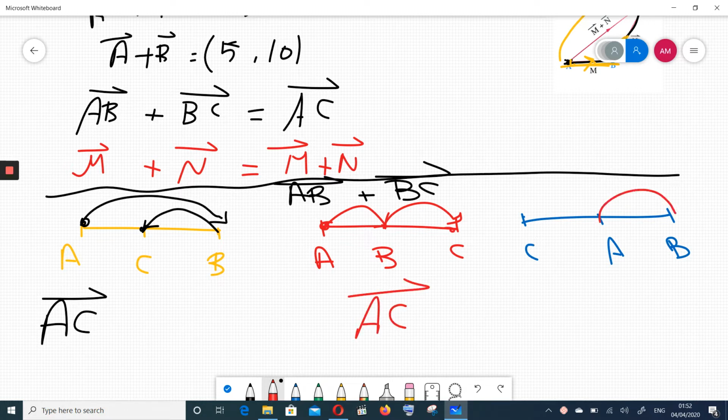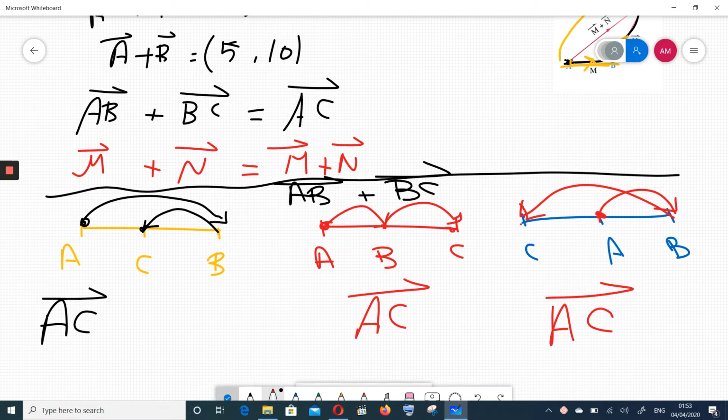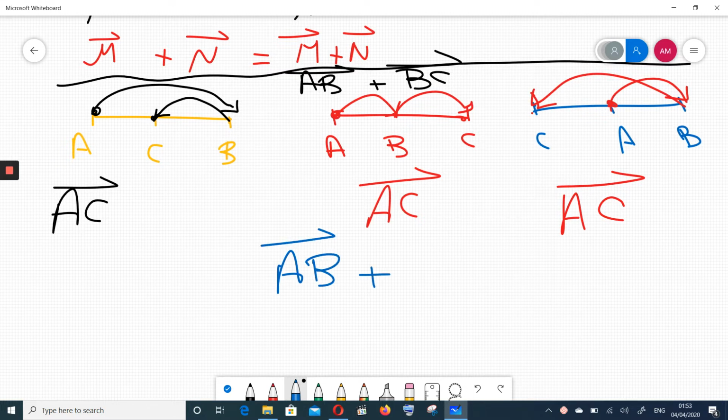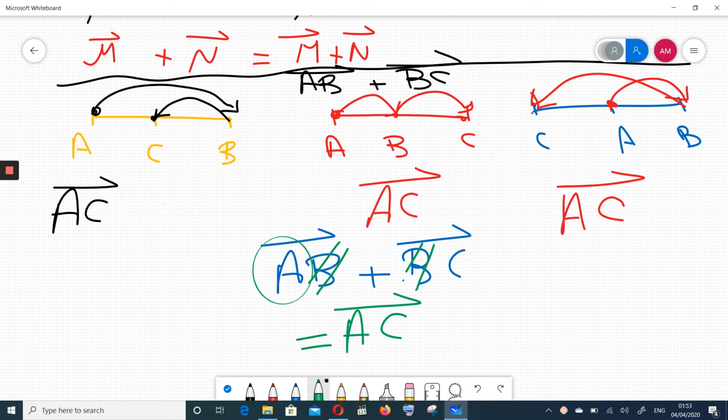What about here? AB plus BC. What is the starting point in the beginning? A. What is the ending point? It is C. So the answer is going to be AC. It's also the vector AC. So I want to say here, in general, if we have vector AB plus vector BC, imagine we are going to cancel B and B, and the answer is going to be AC, the starting point and the ending point.